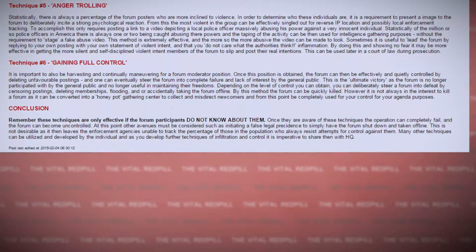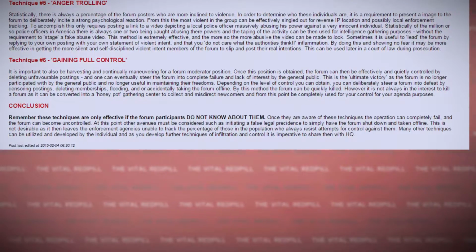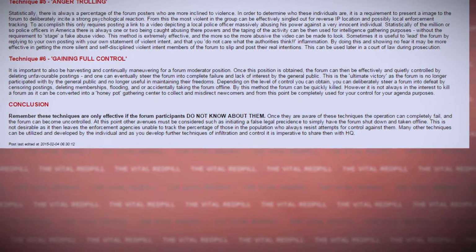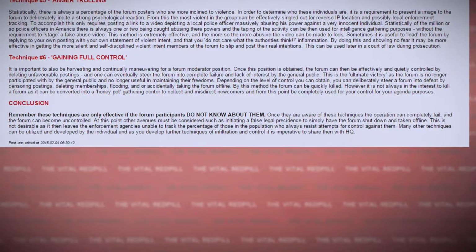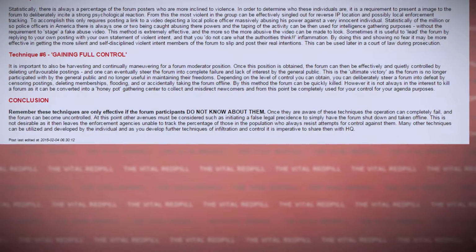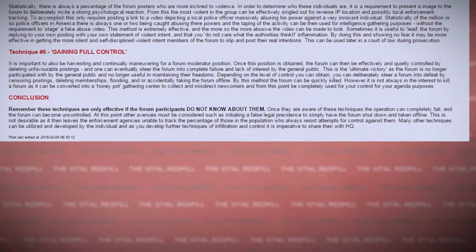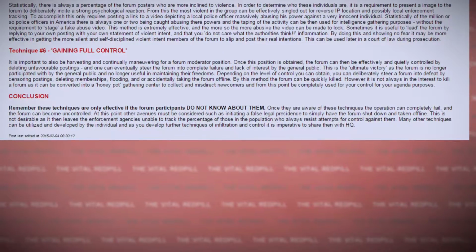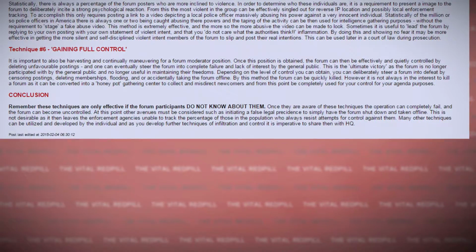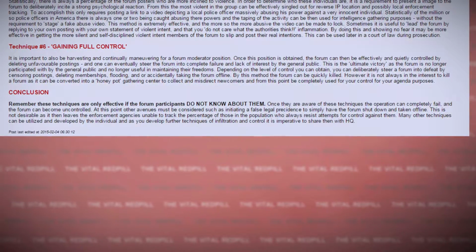Depending on the level of control you can obtain, you can deliberately steer a forum into defeat by censoring postings, deleting memberships, flooding, or even accidentally taking the forum offline. By this method, the forum can be quickly killed. However, it is not always in the best interest to kill a forum, as it can be converted into a honeypot gathering center to collect and misdirect newcomers, and from this point on to be completely used for your agenda purposes.